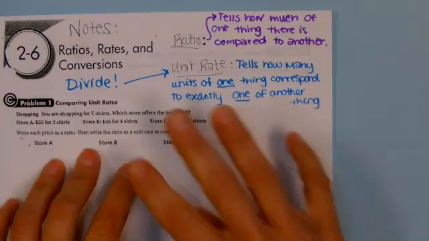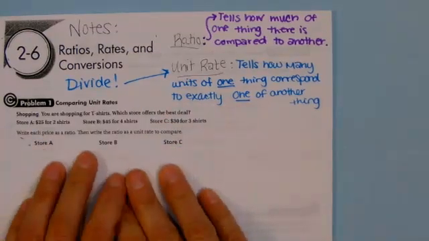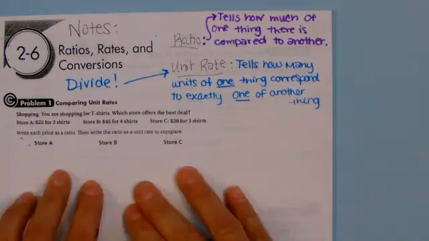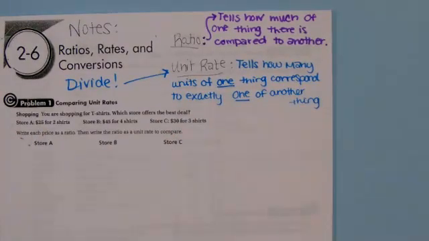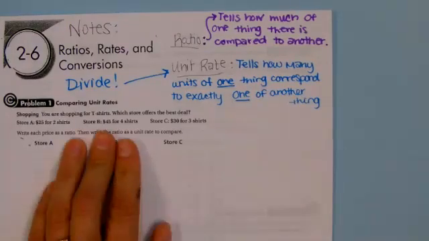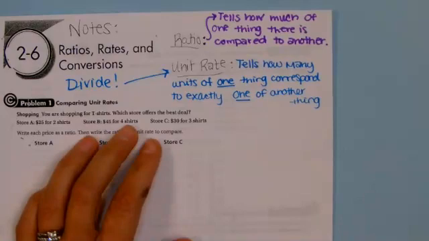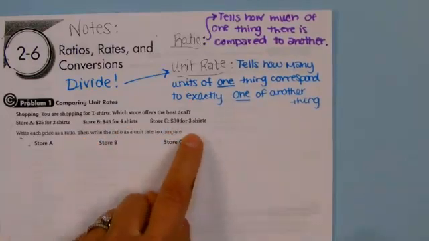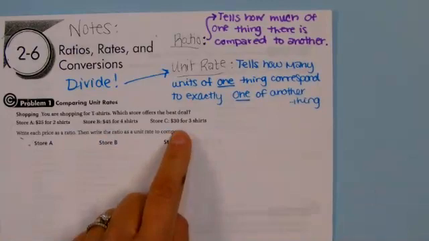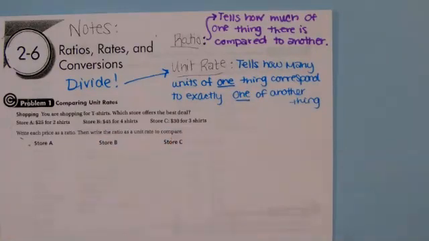Okay, so this first one is comparing unit rates. And most of you can do this intuitively, which is why I had you start. It says you're shopping for t-shirts, which store offers the best deal. Store A, you get $25 for 2 shirts. Store B is $45 for 4 shirts. And store C is $30 for 3 shirts. So to figure out who's really the best deal, what do we do?